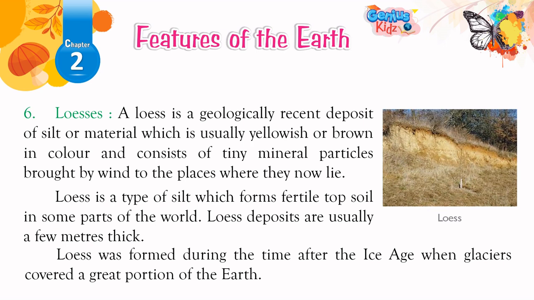6. Loesses. A loess is a geologically recent deposit of silt or material which is usually yellowish or brown in color and consists of tiny mineral particles brought by wind to the places where they now lie. Loess is a type of silt which forms fertile topsoil in some parts of the world. Loess deposits are usually a few meters thick. Loess was formed during the time after the Ice Age when glaciers covered a great portion of the earth.